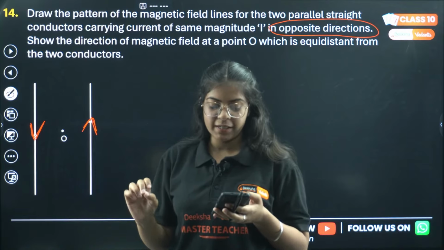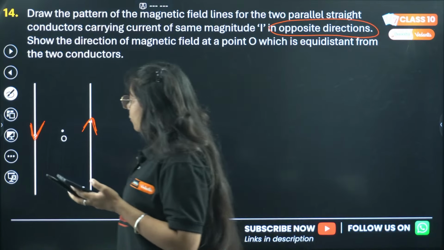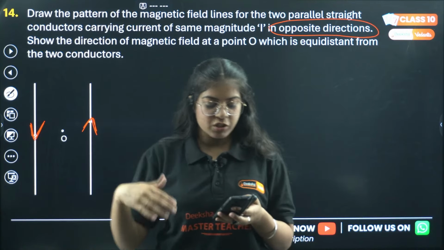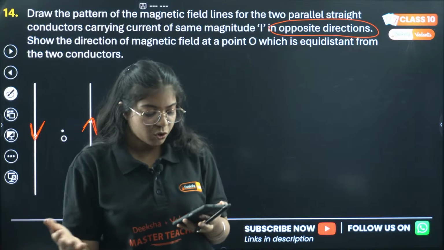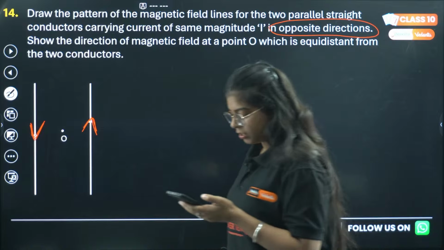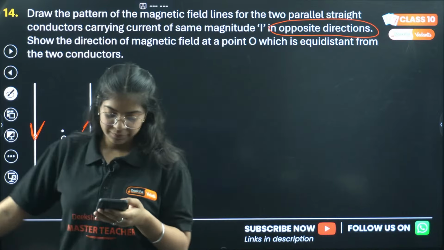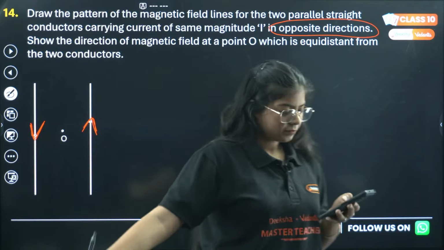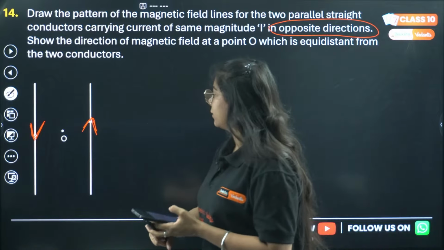Sine is maximum for 90 degrees. Yes, very good. Which hand rule will I use? Right hand rule, right hand thumb rule, or left hand rule? Anyone who can answer that question? Come on, come on. Okay, no one. I'll tell you.